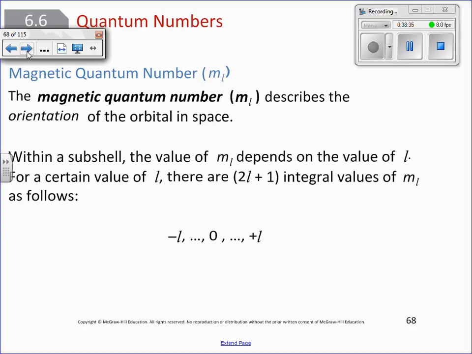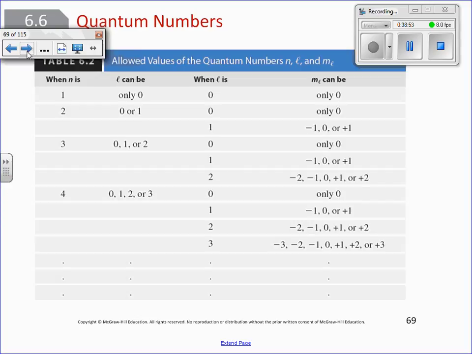So now we have, what we got? 1, 2, 3 quantum numbers. There's a table that basically shows you what I wrote. And there's a chart that shows you maybe a little bit clearer than what I wrote.